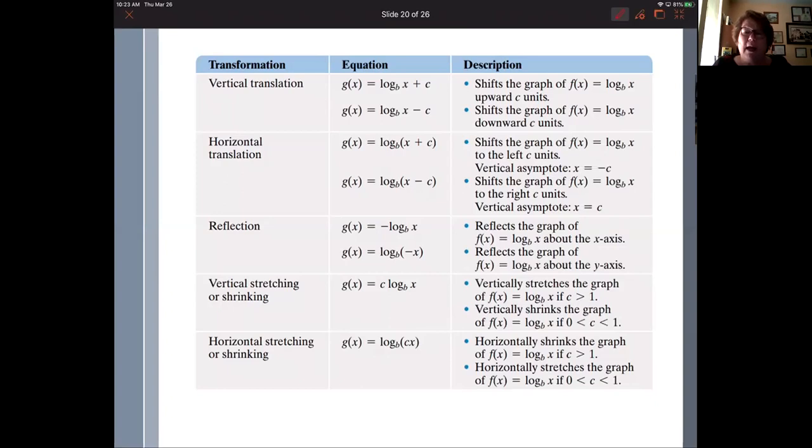And if I multiply x by a constant, that's either a horizontal stretch or shrink, depending on the value of c. If c is greater than 1, that's a horizontal shrink. If it's between 0 and 1, that's a horizontal stretch.